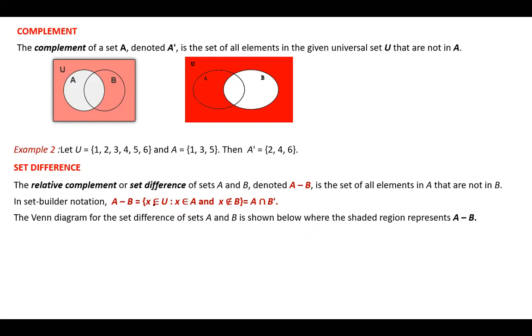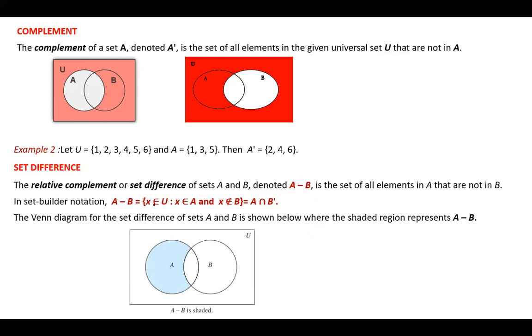So the Venn diagram for the set difference of set A and B is shown below, where the shaded region represents A minus B. So this is the Venn diagram here, which shows A minus B. Like I said, when you are listing a set difference of A and B, which is A minus B, there's already a U there, so there's no need of me putting it here.